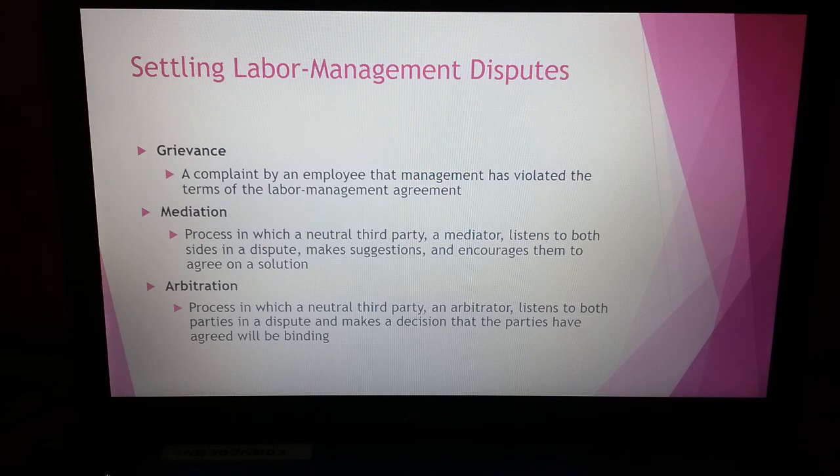Okay, so that's it on human resource management. As I said, it was lots and lots of terms, and we will be back with Chapter 10 when we talk about organizational change and innovation.